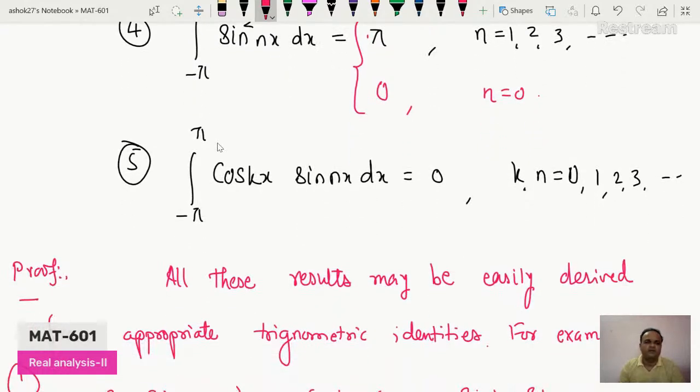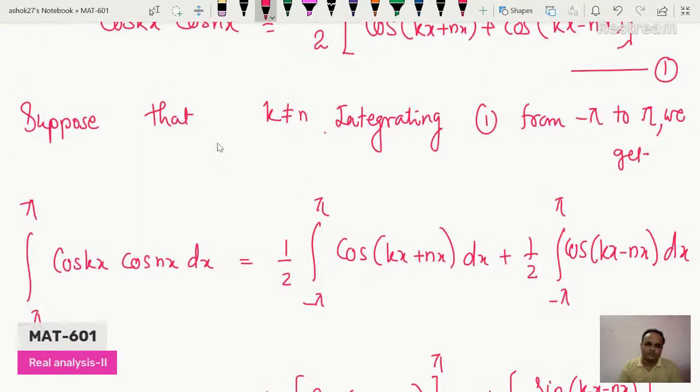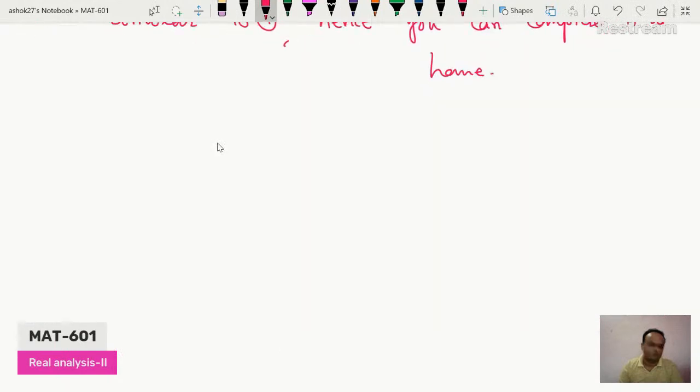So the fifth result is the integration from minus pi to pi of cos kx into sine nx. Here one term is cos and the second term is sine, so cos is multiplied by sine. In that case, again its value is 0 in both the cases. That is, if n equals 0, its value is 0 because the second term will be 0. And if n is not equal to 0, meaning k and n are different and having the values 1, 2, 3, 4 up to plus infinity, in that case again its value is 0. So this is the statement of this theorem and the proof of 1.